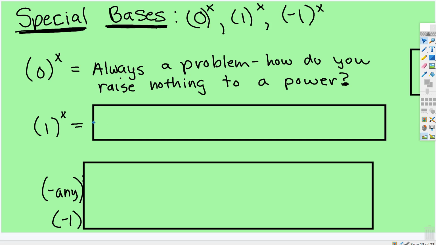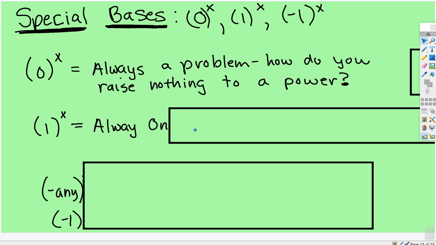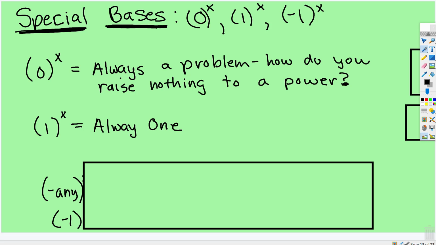1 is a very unique number. It's not prime, it's its own specific type of number, its own identity. No matter what you do to 1 in terms of multiply, divide, raise to a power, it's going to be 1. 1 to the second, 1 times 1 is 1. 1 to the negative second, 1 over 1 squared is still 1 over 1, which is 1. So when we're doing these math problems in class, never will you have 0 to an exponent or 1 to the exponent.